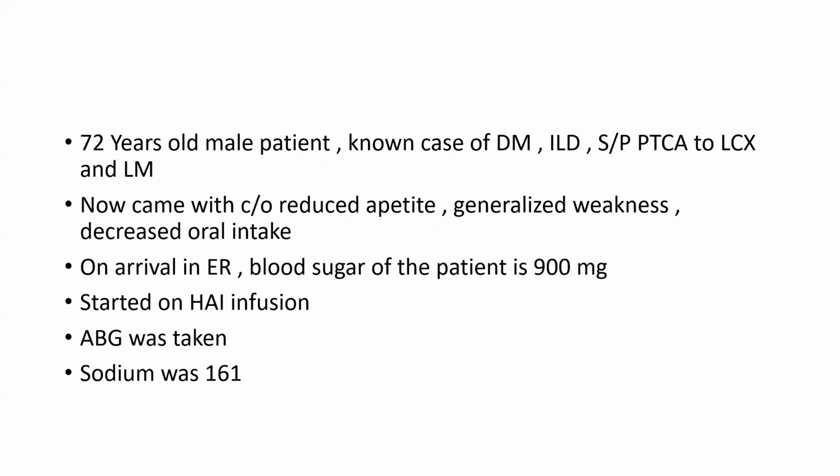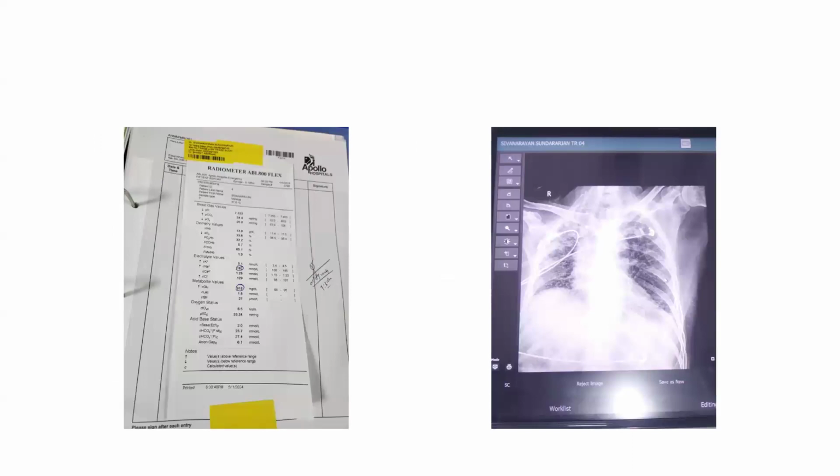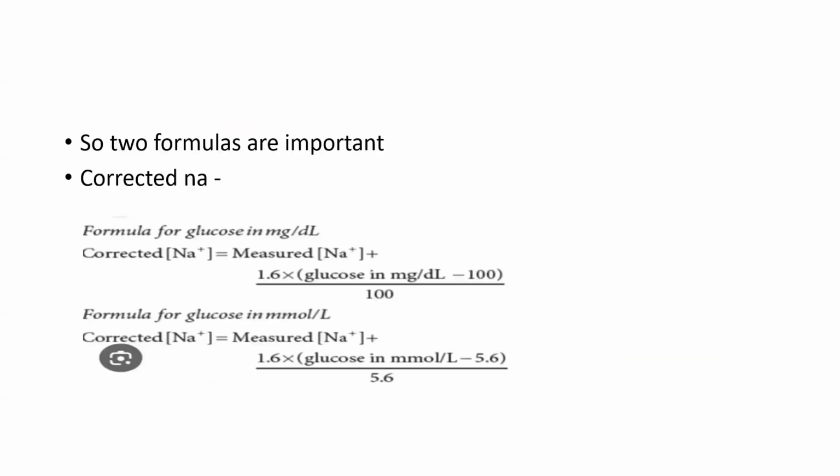When he came to the ER, his blood sugar was 900. So they started him on the insulin infusion. ABG was taken, which was normal, and the sodium was 161. So this was the ABG of the patient, and this was the chest X-ray.